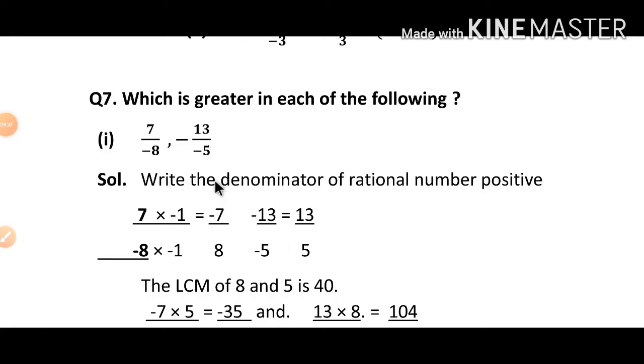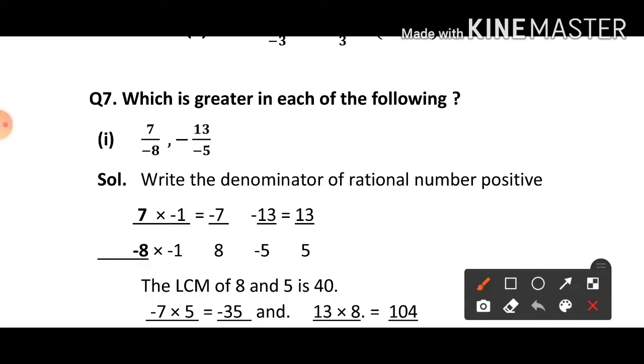So for checking which one is greater here, first we have to make the denominators equal. But you can see that here the denominator is negative, so first we will change it into a positive denominator. And in the last class we have seen that if you want to make the denominator positive, we will multiply both numerator and denominator by minus 1. So 7 into minus 1 is minus 7, minus 8 into minus 1 is equal to 8. So you can see that now it became a positive denominator.